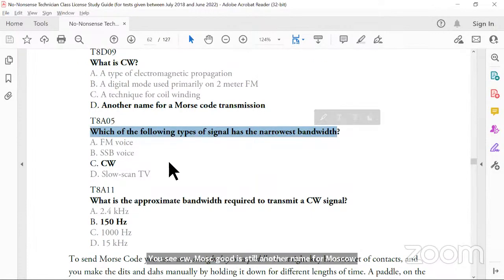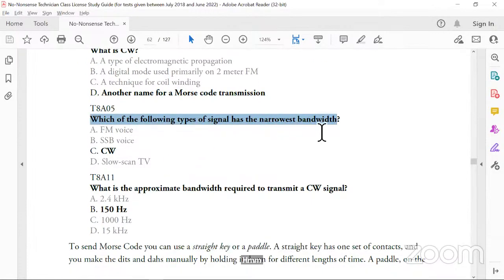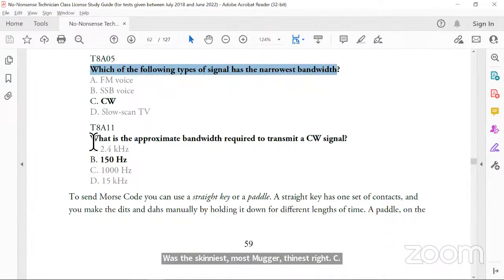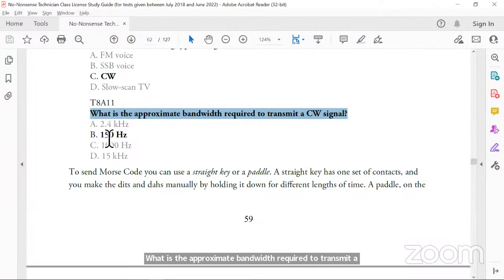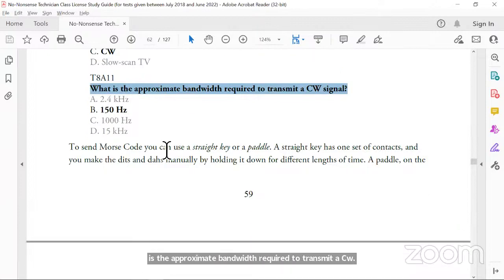Next question, which of the following types of signal has the narrowest bandwidth? So remember that little trusty chart that we showed? CW was the skinniest, the most meager, thinnest, right? CW, narrowest bandwidth, okay? What is the approximate bandwidth required to transmit a CW signal? Just 150 hertz. Very slim, very trim.